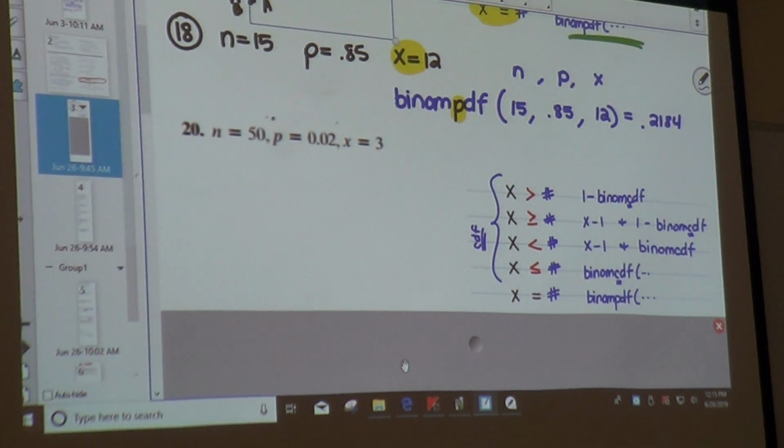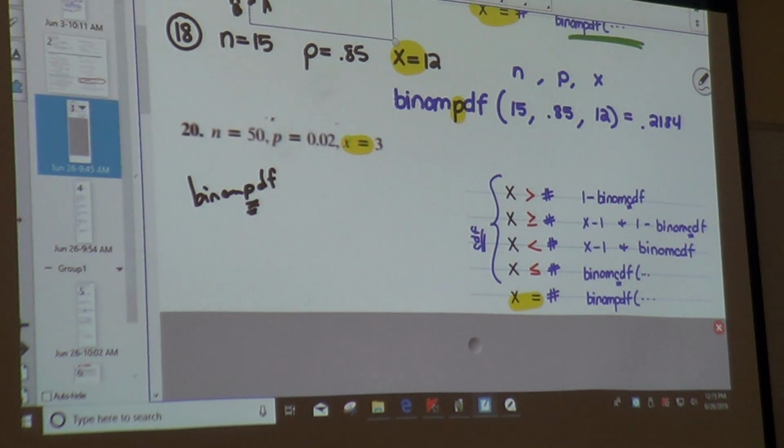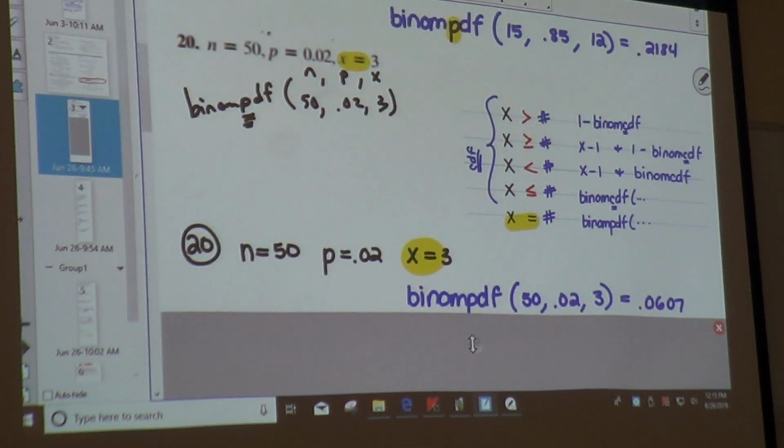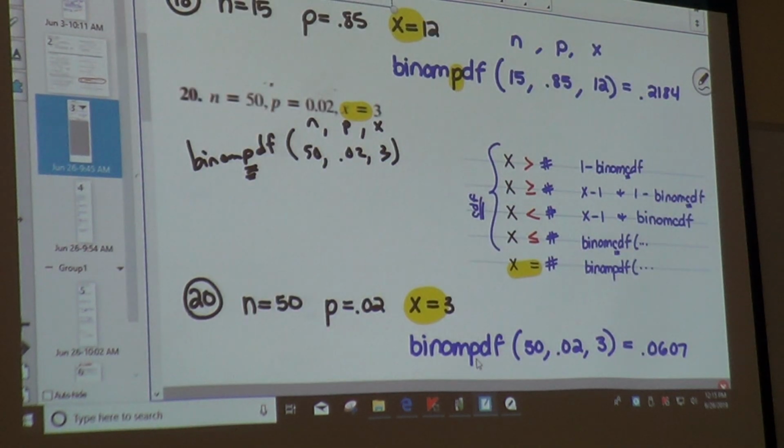All right, tell me what to do for this one. What am I looking at? The X. This is an X equals. So we're going to do the same thing. We're going to do a binomial PDF, and it's going to be N, P, and X. So it's going to be 50, 0.02, 3. And there should be your answer.